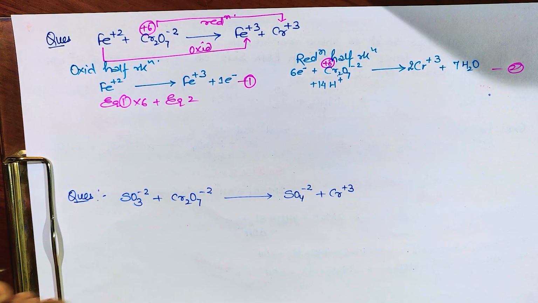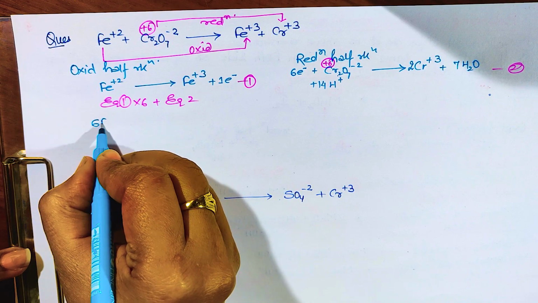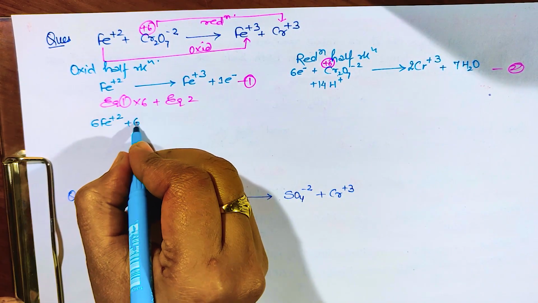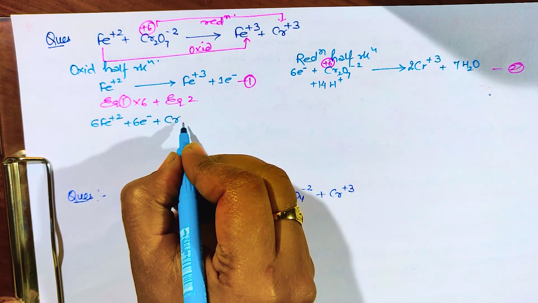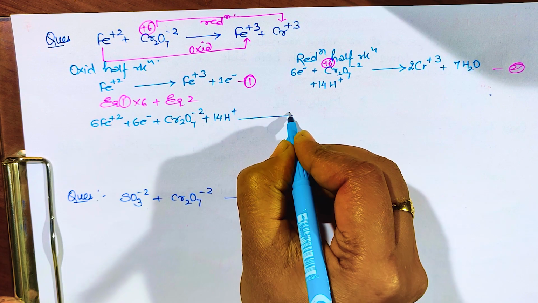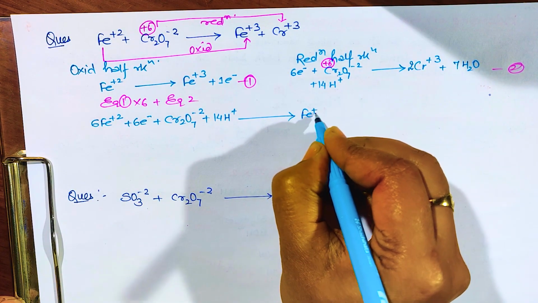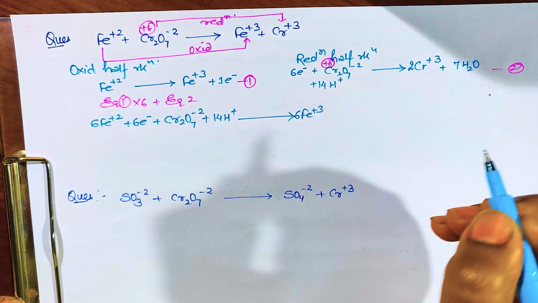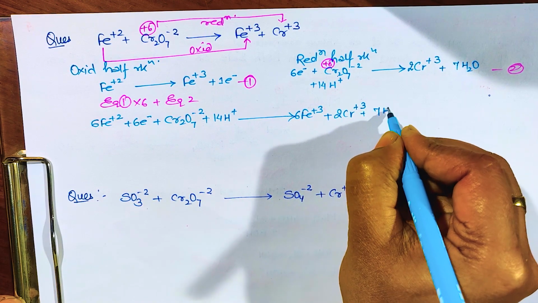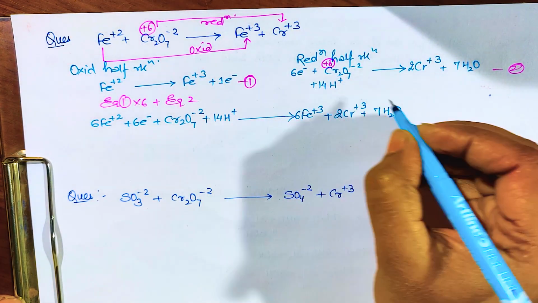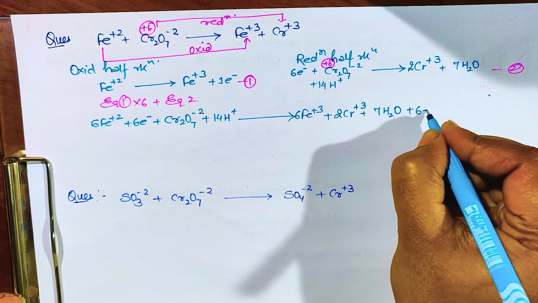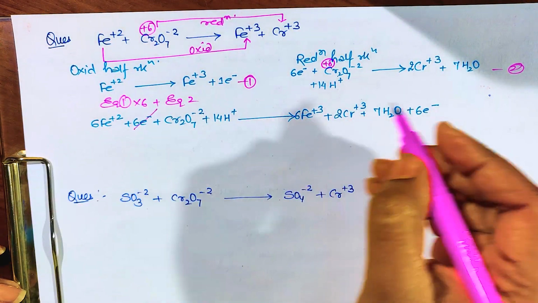Simply, so what will be the answer? Just 6 Fe +2, and then all the reactants I will write here. It is 6 electrons. Let me write like this, plus Cr2O7 -2 plus 14 H plus, and then the RHS: 6 Fe +3, multiplied by 6, plus 2 Cr +3 plus 7 H2O. What next? This is 6 electrons here. I forgot, here this is 1 electron, so that means 6 electrons will be added. Now the 6 electrons and 6 electrons will be cancelled out.